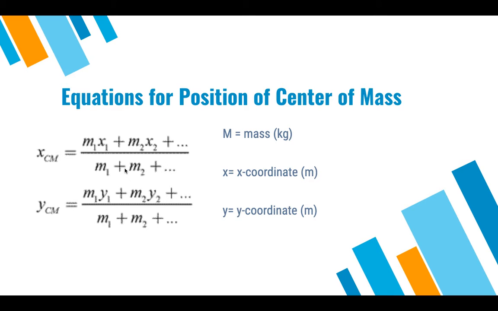If we had an object that's sprawled across the x and the y-axis, meaning that it has surface area, we would then have to take the mass located at each y-coordinate, multiply the mass times that y-coordinate, sum them, and divide by the total mass of the system. So these 2 equations here give us the x and the y coordinates for the position of the center of mass on an xy coordinate plane.